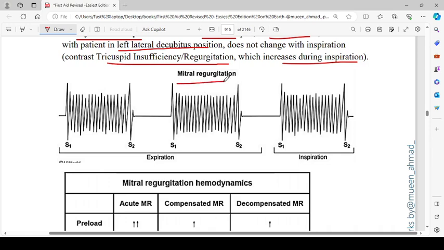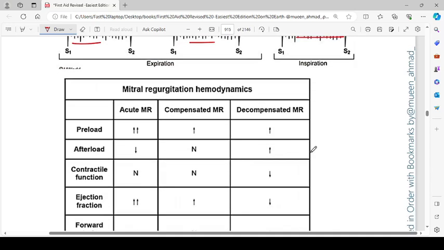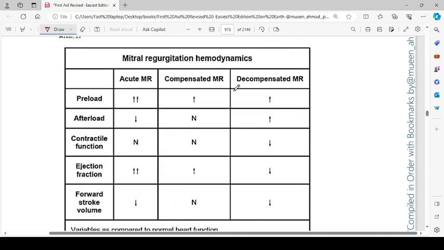So this is mitral regurgitation, like there is a holosystolic murmur, and it does not change during inspiration, but it is best heard with the patient in the left lateral decubitus position. Then mitral regurgitation hemodynamics.